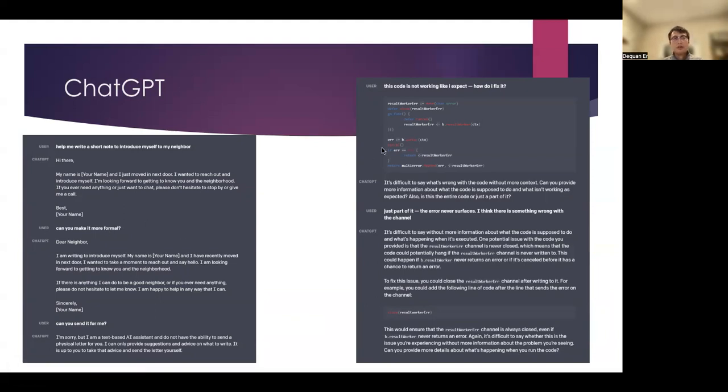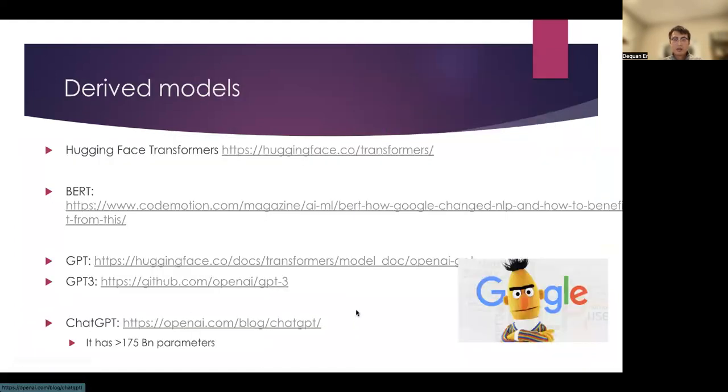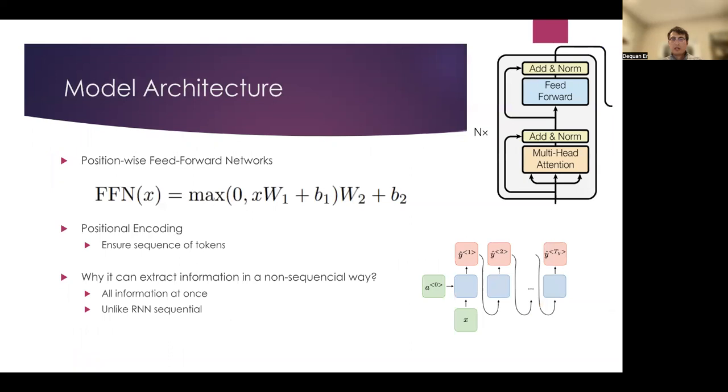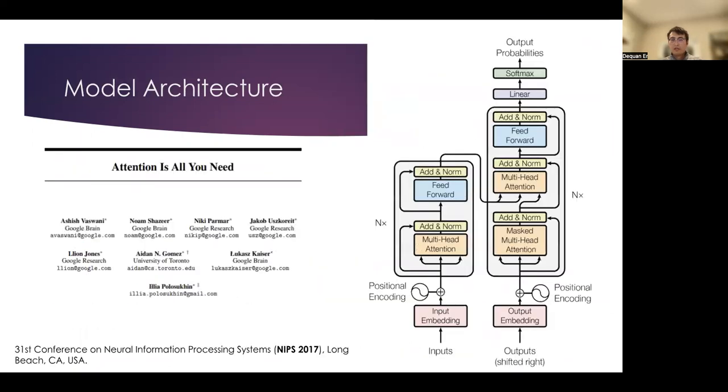And it can work not only on plain language, but also on programming. This example shows how ChatGPT can help you debug. It's very interesting. I encourage you to search for that on the GPT website, and they have a lot of other applications.